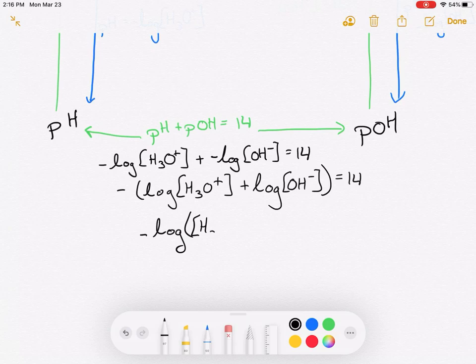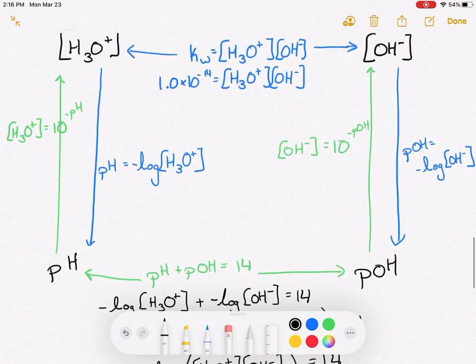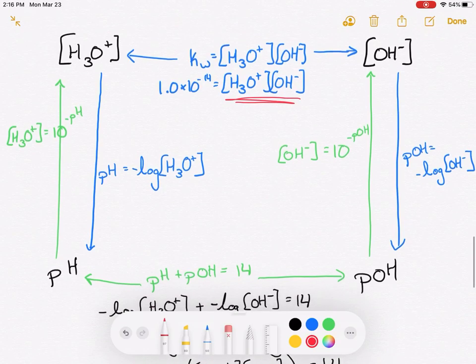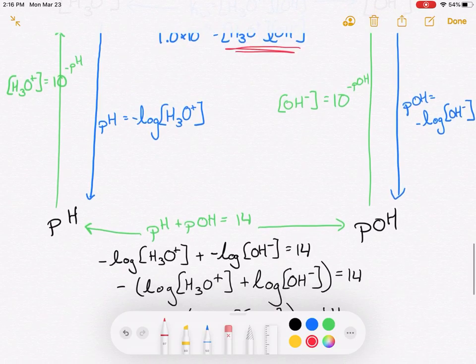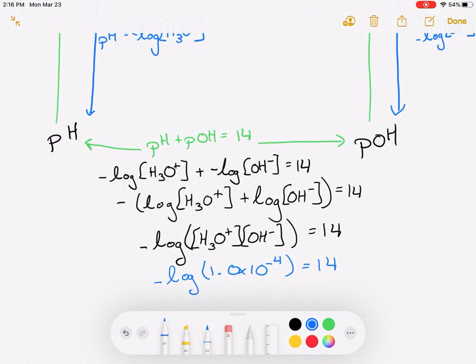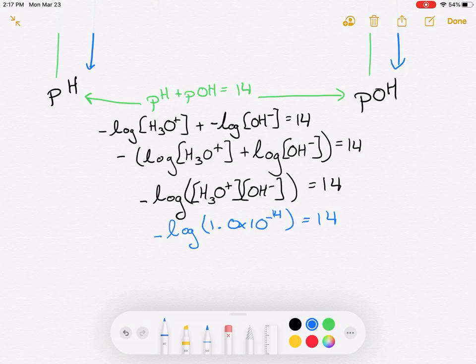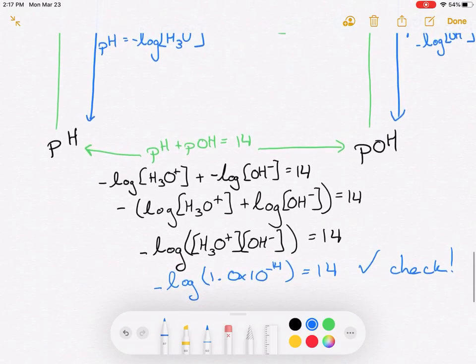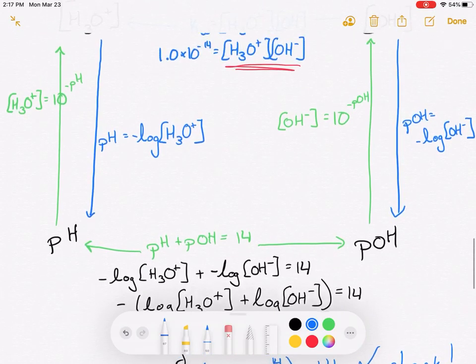So now I know that the negative log, if they're added together, is the same thing as them multiplying when I combine them, of the concentration of H3O plus times OH minus is going to equal 14. Now, let's take a look up here. I have that equation exactly. I have H3O plus times OH minus, so we can substitute the 1.0 times 10 to the negative 14 in. So I can now say that my negative log of 1.0 times 10 to the negative 14 equals 14. Oops, I forgot the 1 in there. Somehow it didn't write. Okay, which we know to be true, right? This is true. Checked. Good.